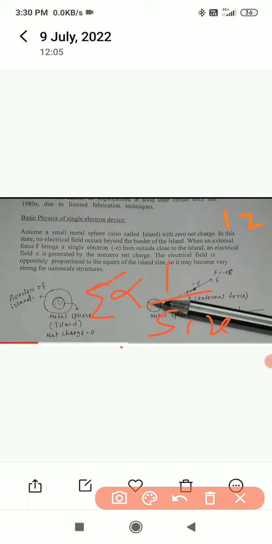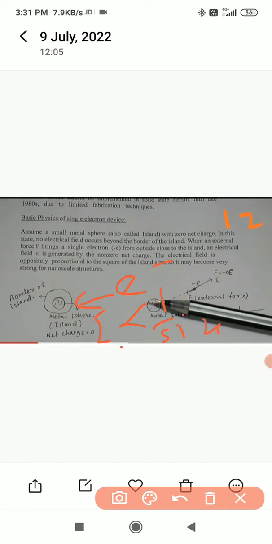Opposite direction. When we bring an electron towards this metal sphere, and we decrease the size of the island, nothing but the metal sphere, what happens? The electric field is inversely proportional to the size of the metal sphere. As we decrease the size towards nanometers, the electric field will increase. So the basic physics of a single electron device is this.